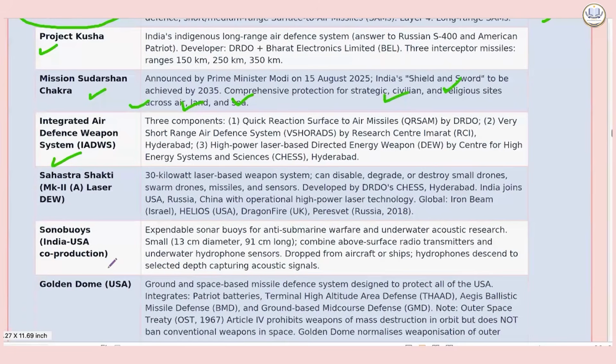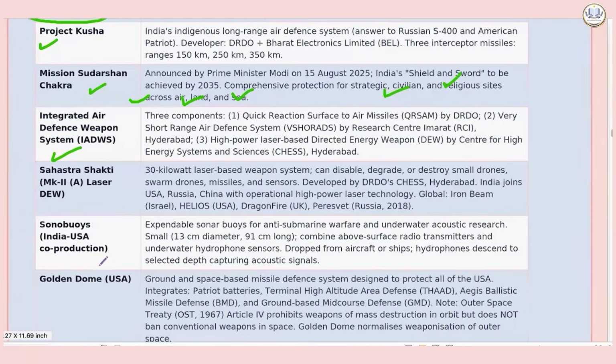Then we have the Shahastra Shakti MK2A laser DEW. A 30 kilowatt laser based weapon system that can disable, degrade, or destroy small drones, swarm drones, missiles, and sensors, developed by DRDO's CHESS, Hyderabad, and India joins the USA, Russia, and China with operational high power laser technology. Globally there is the Iron Beam of Israel, Helios of the USA, and Dragonfire of the UK. We have Peresvet of Russia, developed in 2018.